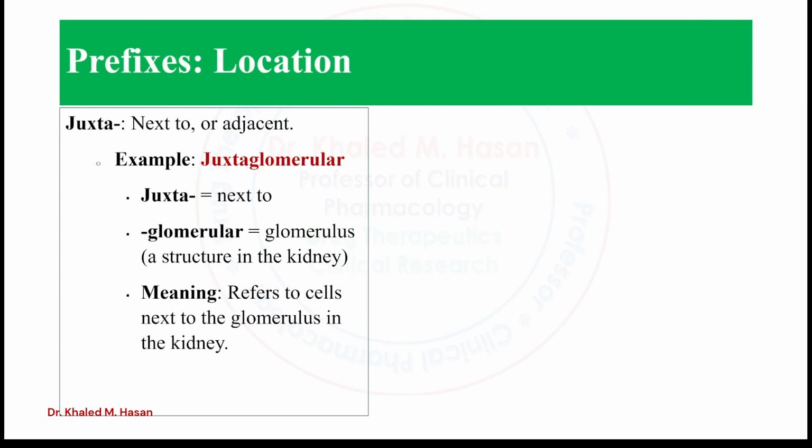Okay, moving to another medical terminology regarding the prefixes. We have juxta. Juxta means next or adjacent. Example here, we have juxtaglomerular. Again, juxta means next or near, adjacent. Glomerular means an apparatus, a structure in the kidneys. When we talk about juxtaglomerular, we refer to the cells next to the glomerulus in the kidneys.